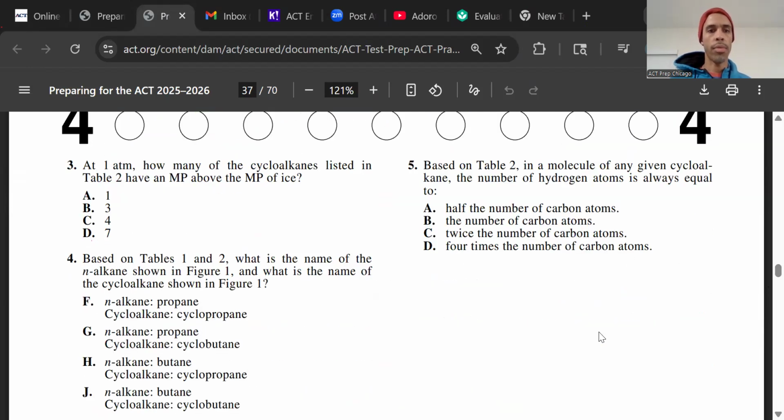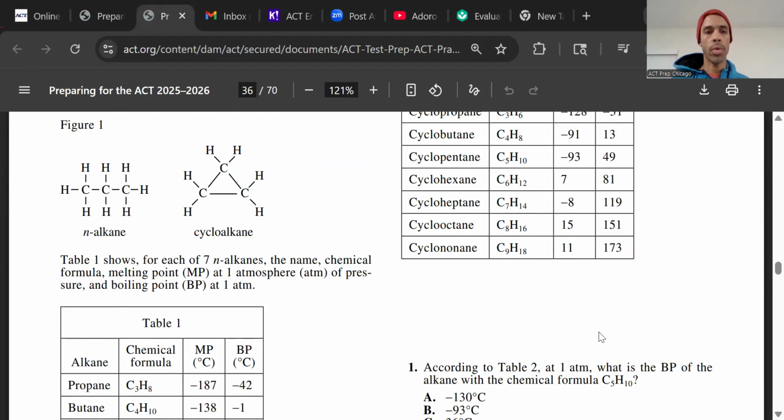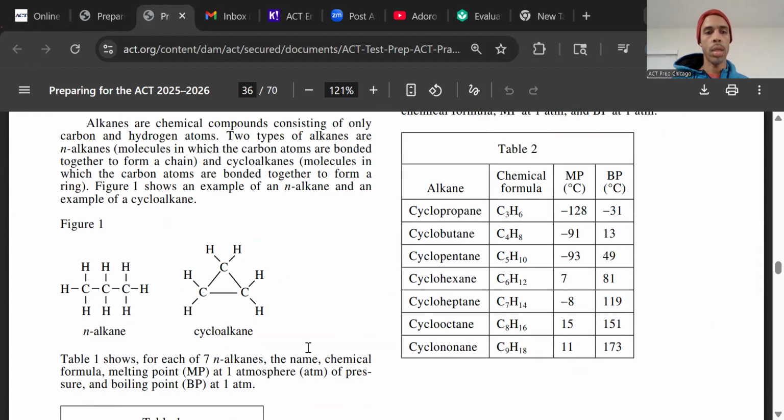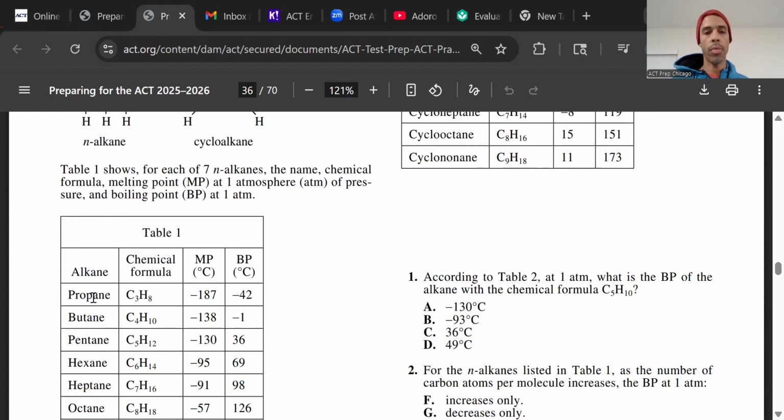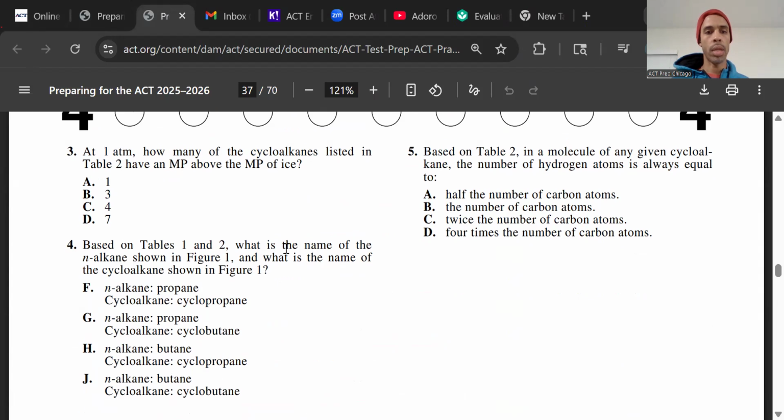What was that? That was number 3, 4. Based on table 1 and 2, so we got to look at both of them together. Typically, when you have to look at two together, you're looking at what they have in common. What is the name of the N-alkane shown in Figure 1? And what is the name of the cycloalkane shown in Figure 1?